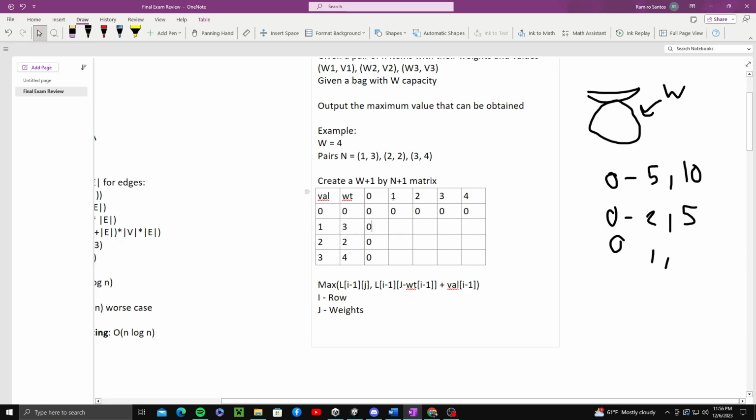When we have space for one item, wait, did I do this wrong? I did do this wrong. Yeah, let me rewrite this. 1, 3. Remember, guys, I wrote the first one wrong, which is a value of 3 and a weight of 1. Right off the bat, since it's a very small matrix, you can tell right away what the answer is. So we as humans can tell that the answer is 5.